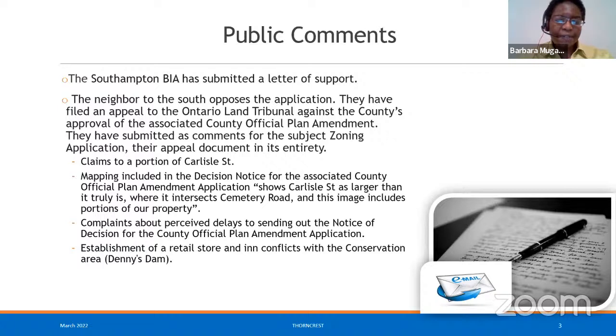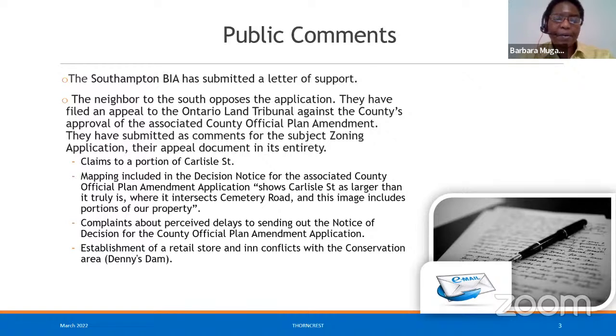So we have received comments, two sets of comments from members of the public. We received a letter of support for this proposal from the Southampton BIA, and I included that letter in the planning report. We received additional comments from the neighbor to the south, and for the most part, they reiterated their previous comments, but on this slide, I just have included the newer comments.